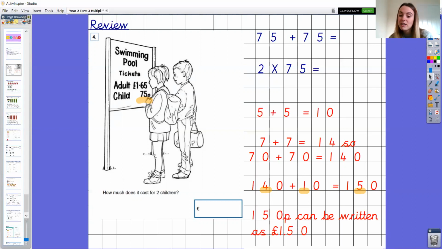So 150p can be written as £1.50, and that is because there is 100 pence in a pound. I know we're yet to learn about money this year, so well done, Year 2. I hope that review was helpful in sharing my thinking with you and how you might have answered this question.